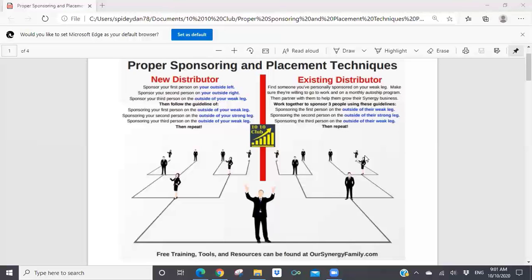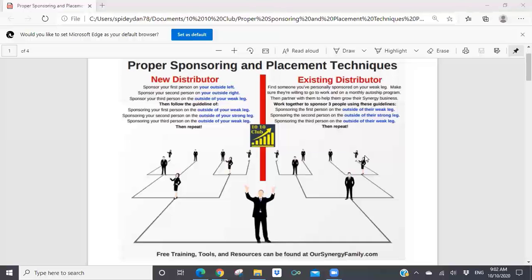And then for existing distributors that have been in Synergy for a long period of time, maybe you have one leg that is your dominant leg. You have a lot of bank volume on that leg. And there's most likely, unless you had someone who really went gangbusters on the opposite leg, you most likely won't use up that bank volume.